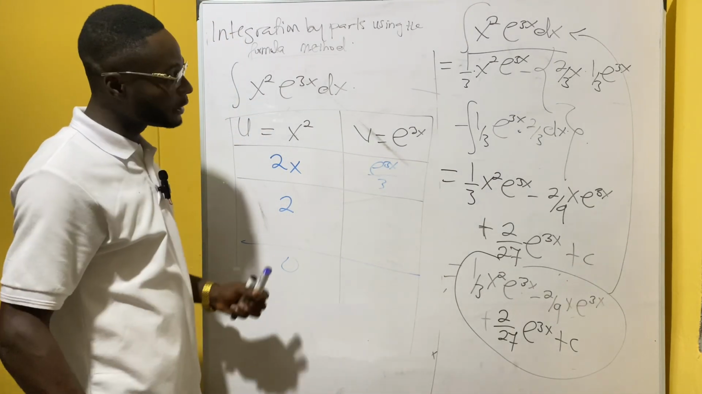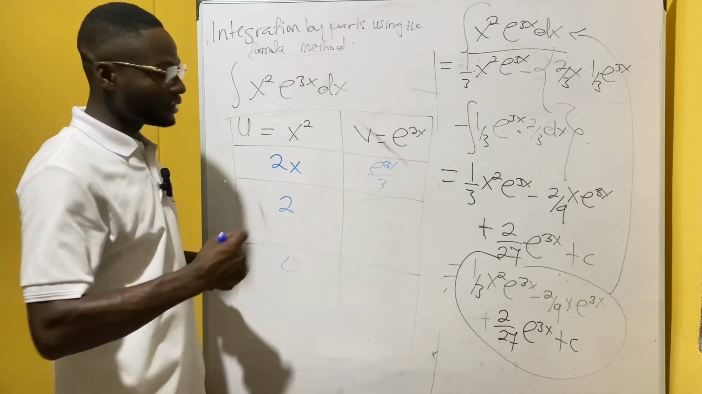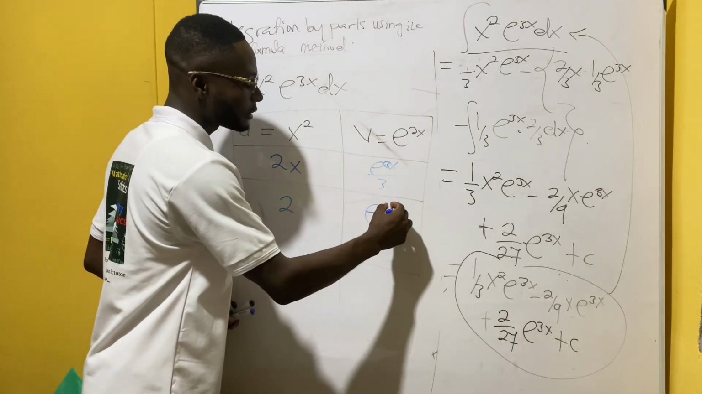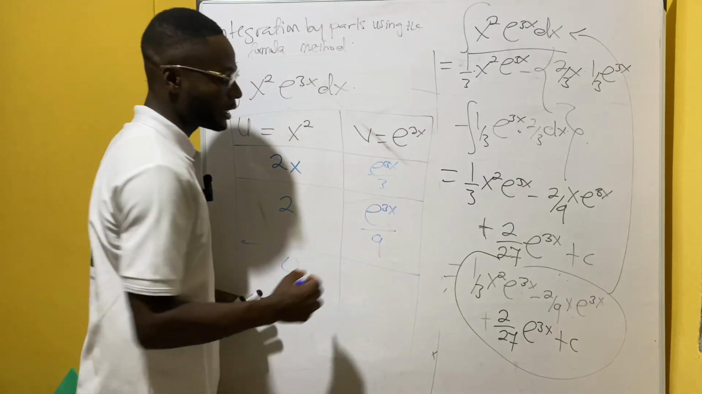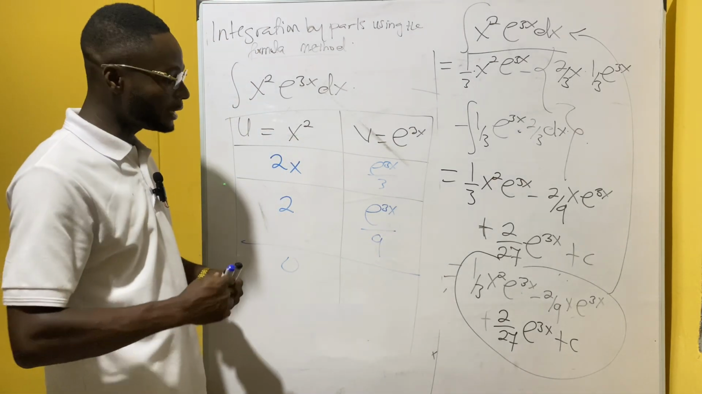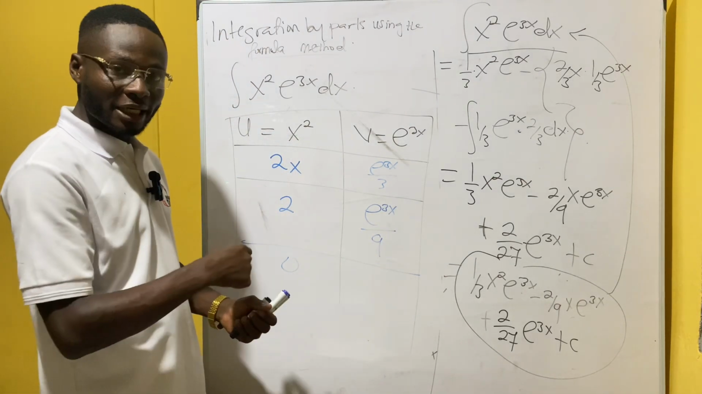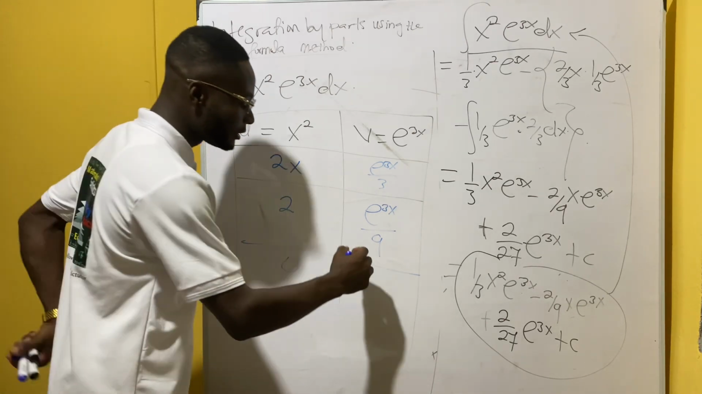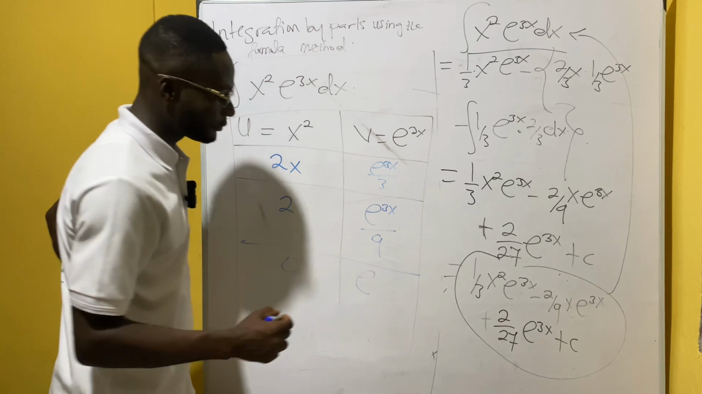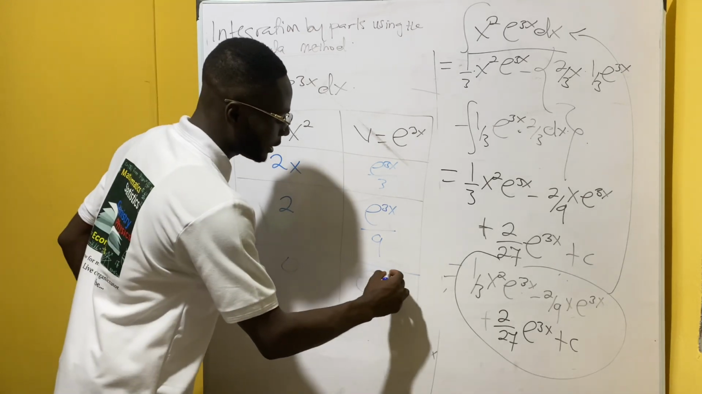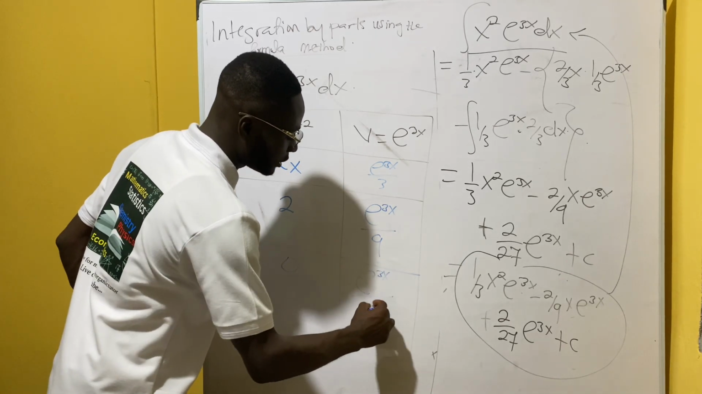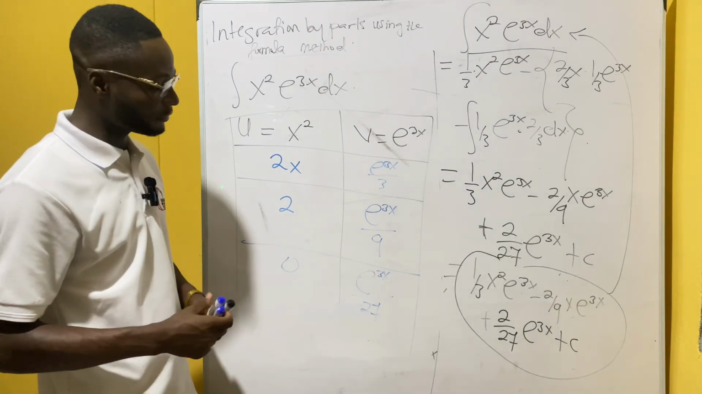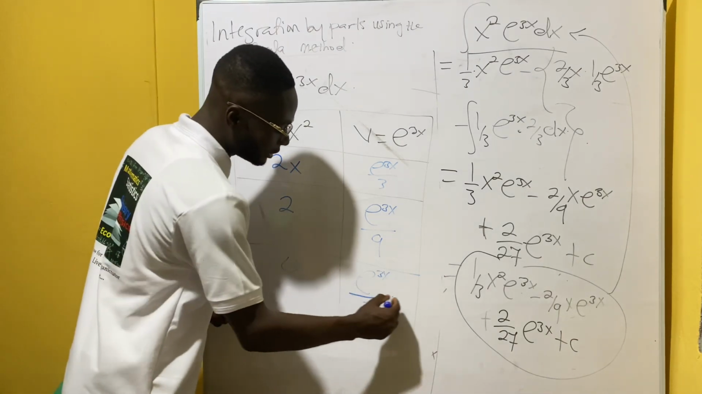Right? And then you integrate again. So when you integrate this again, you have e^(3x)/9. Right? And then for the last part, you integrate again and you get e^(3x)/27. Right? So that is it.